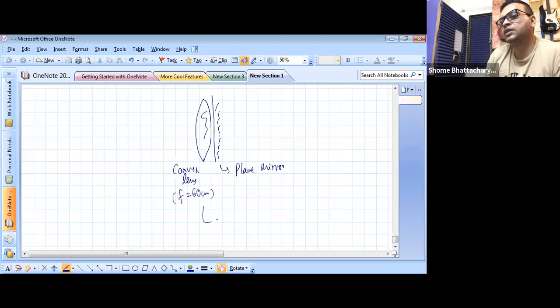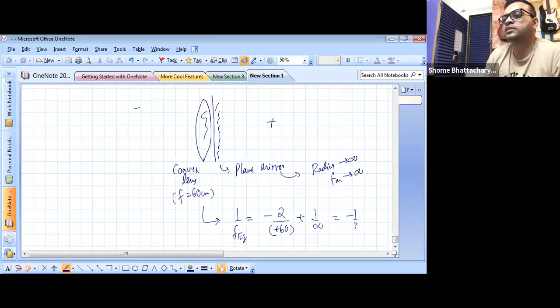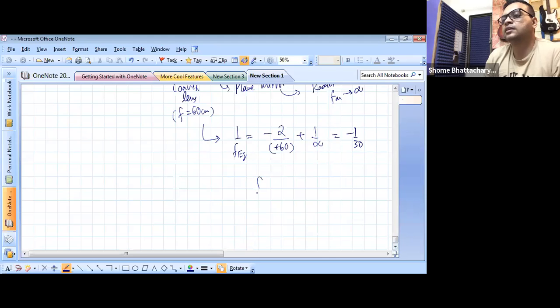So what I can say by that formula is that it will act like an equivalent mirror of minus 2 by, now using my sign convention, this side positive, this side negative, plus 60, plus 1 upon infinity. Because for a plane mirror, its radius is tending to infinity, so the focal length of the mirror will tend to infinity. So this will become minus 1 by 30. That means it will act like an equivalent mirror of focal length minus 30, so it will act like a concave mirror of focal length 30 centimeters.